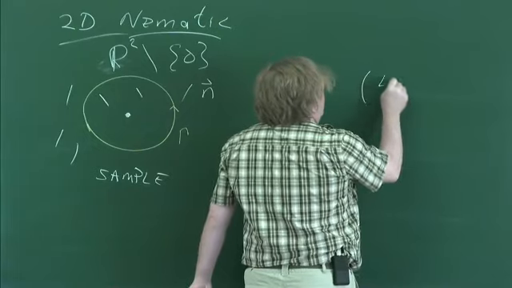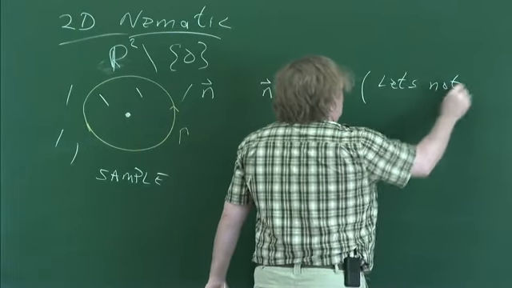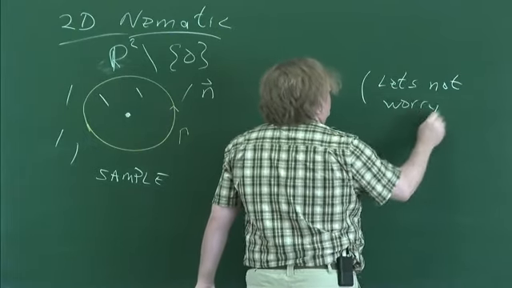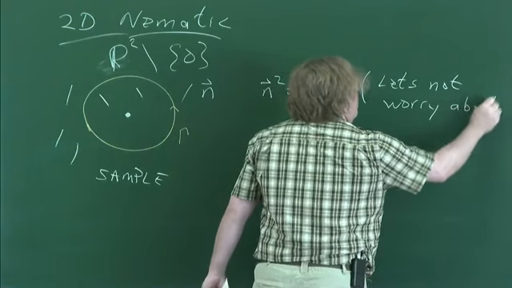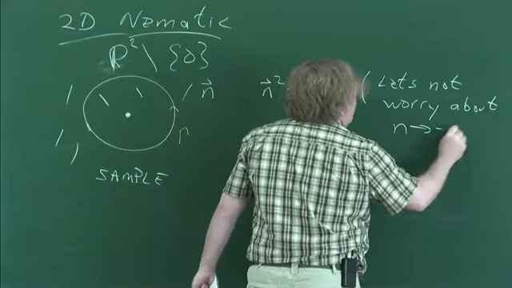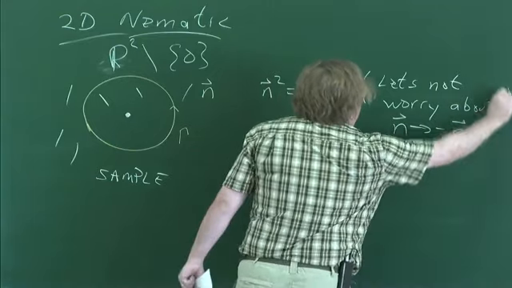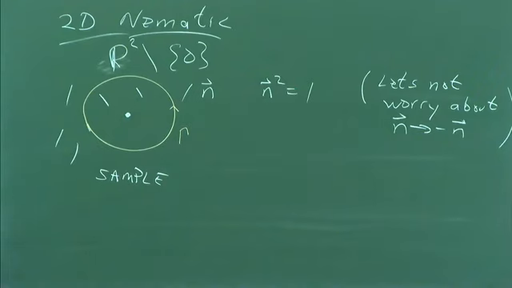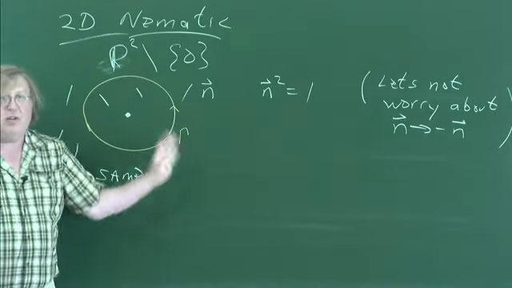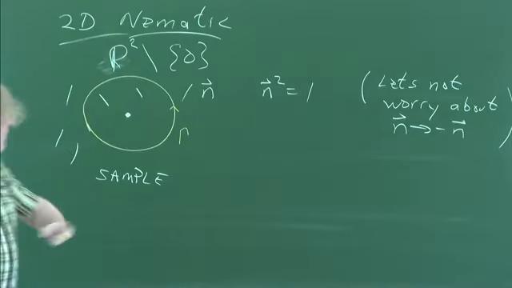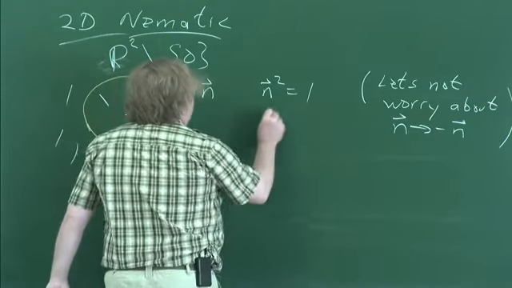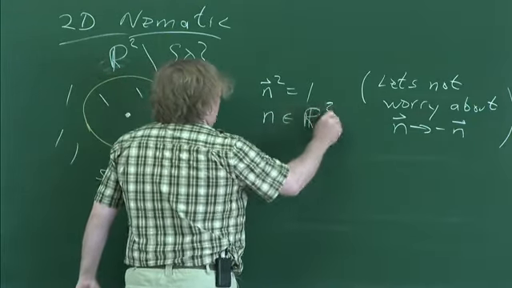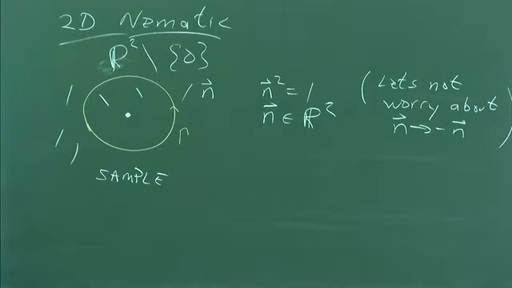Let's not worry about n and minus n being equivalent. That's an extra complication. It's a beautiful extra complication, but it's an extra complication. Let's just imagine it's a vector field living in the plane, a unit vector. Everywhere in the plane, n lives in R2. So it's a unit vector living in 2 dimensions.